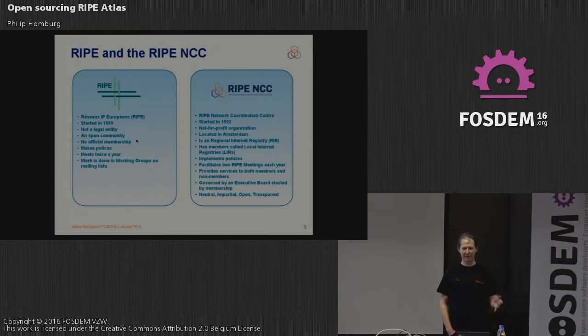RIPE is an extremely open community with no formal membership. Just sign up for a mailing list and join in discussing policy. But if you actually want to benefit from that policy, then you have to pay the RIPE NCC to do the administration of that. And the RIPE NCC is again very much founded in the community, because all the RIPE NCC members vote on the activities of the RIPE NCC, they vote on the budget, and they also appoint the board.